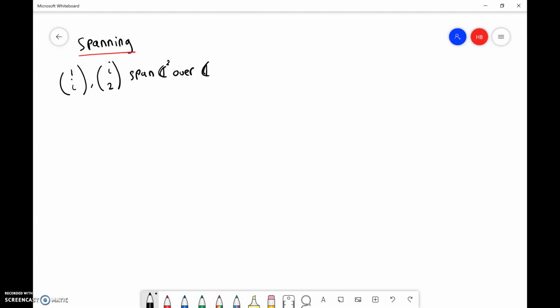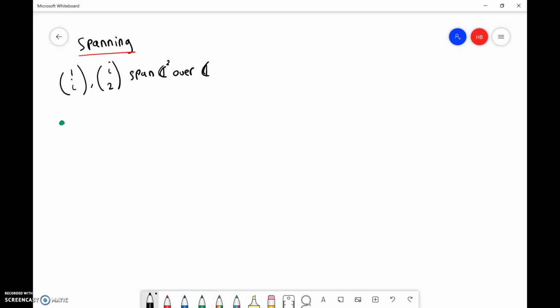I hope you had a go at that. Today I'm going to be going through the answer, and we're going to find out if they actually do span the complex numbers. So recall, what does span mean again? Let's go back to the definition of span.